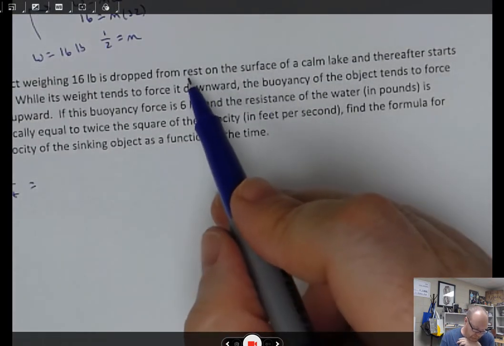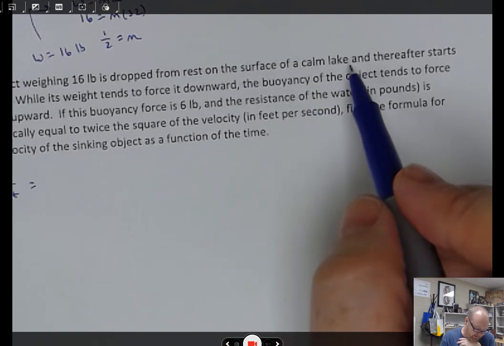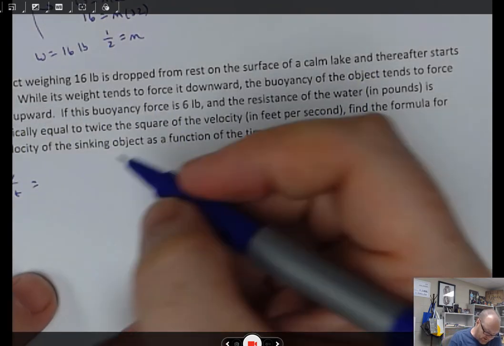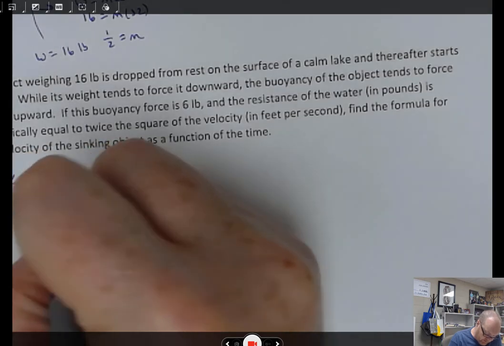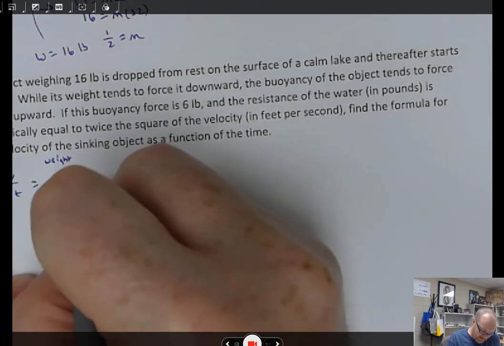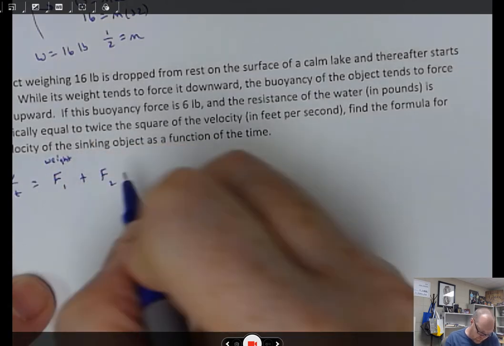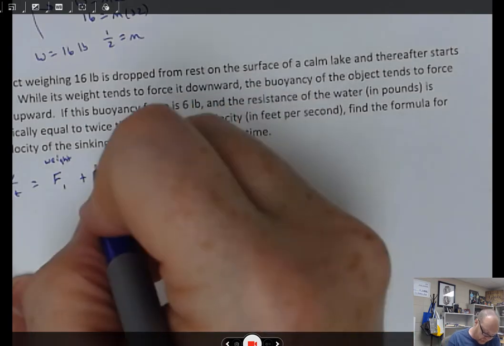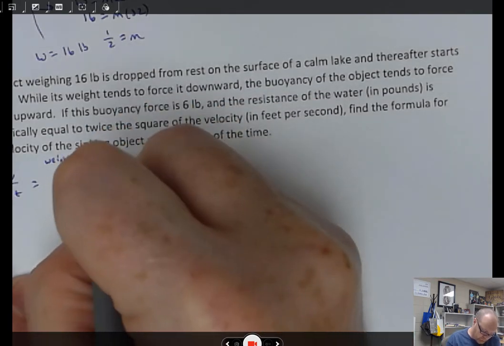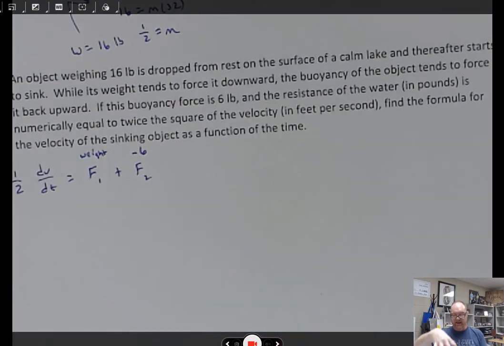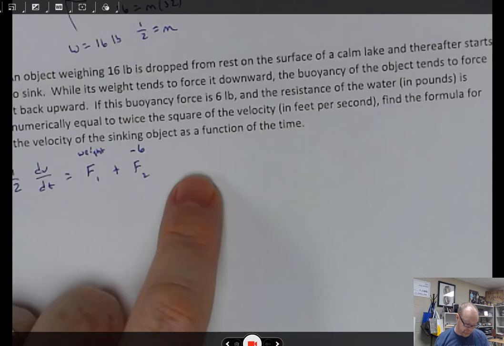Is dropped from rest on the surface of a calm lake and thereafter starts to sink, while its weight tends to force it downward. So you've got a force of weight, you've got a second force going on. The buoyancy force is 6 pounds, and it's a negative 6, isn't it? Because that weight is going down, but that buoyancy force is causing it to slow down, or is impeding it.